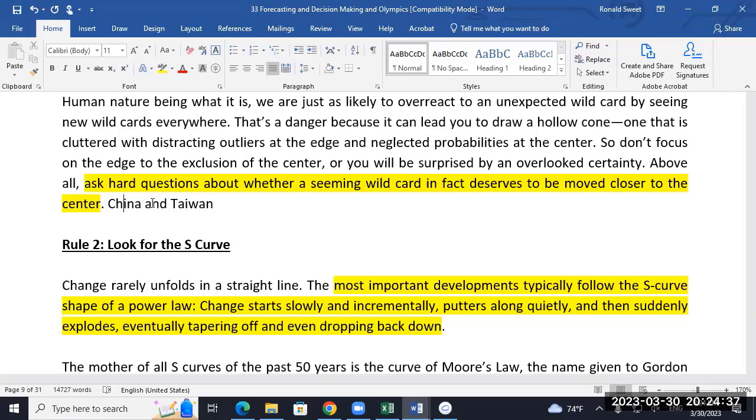Should companies be running a China-attacks-Taiwan scenario? And then what would you do with that information? What can you actually do?